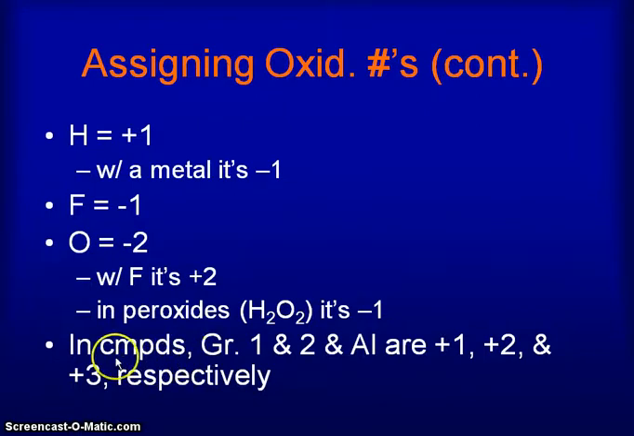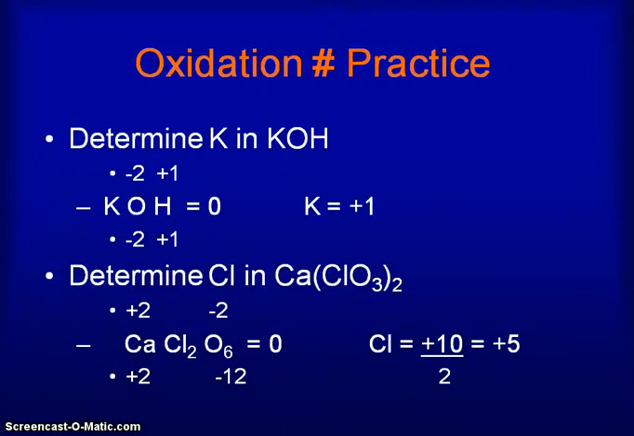And the last one is that in compounds, group 1, 2, and aluminum are all going to be +1, +2, and +3 respectively, just like they would be for their normal charges. Now, here are some types of problems that we're going to do. You'll either be asked to determine the oxidation numbers of a compound, in which case you will have to determine every single element in that compound, or you'll have a problem like this where it says determine K in KOH, so one single element within that compound.